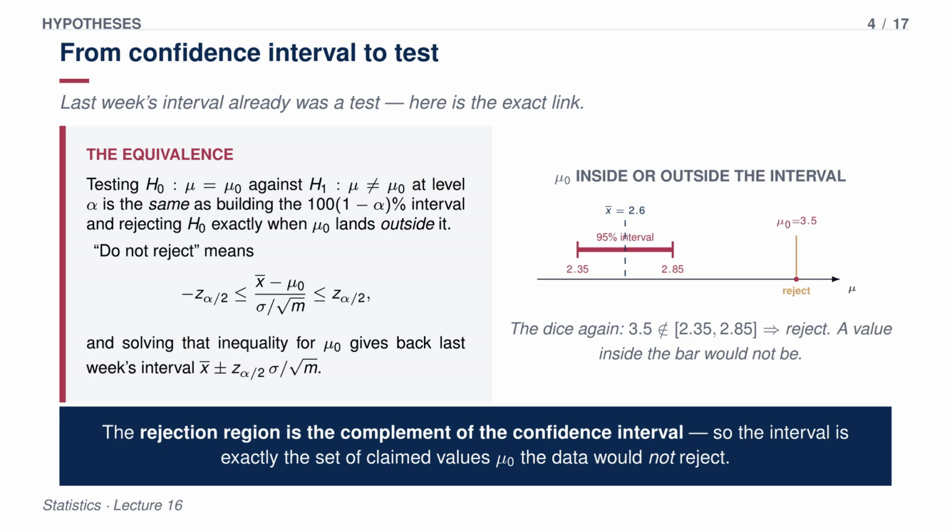So say it out loud. The rejection region is the complement of the confidence interval. The interval is precisely the set of claimed values the data would not reject. On the picture, 3.5 is outside the bar, so we reject. Anything inside the bar, we wouldn't.